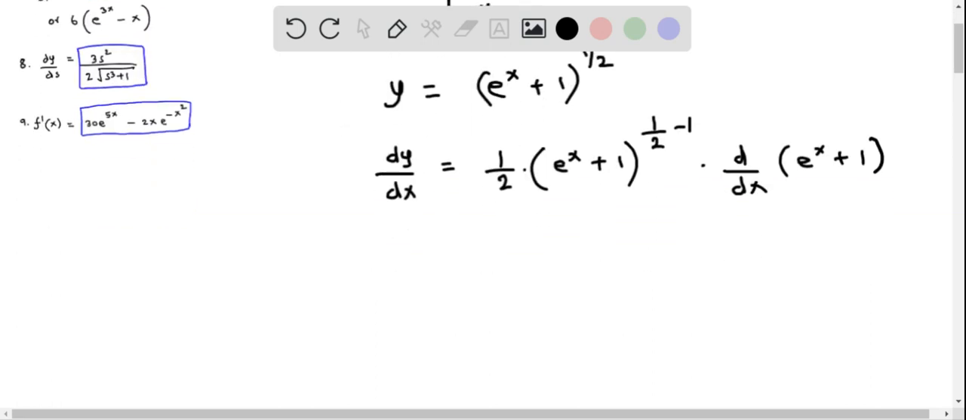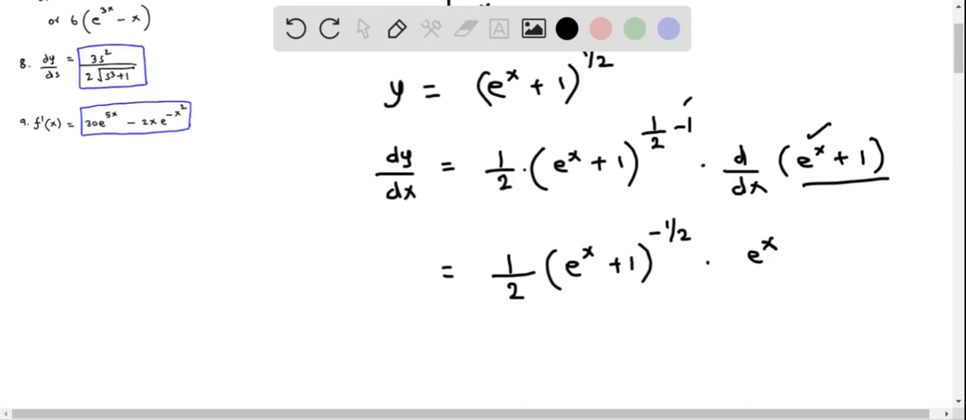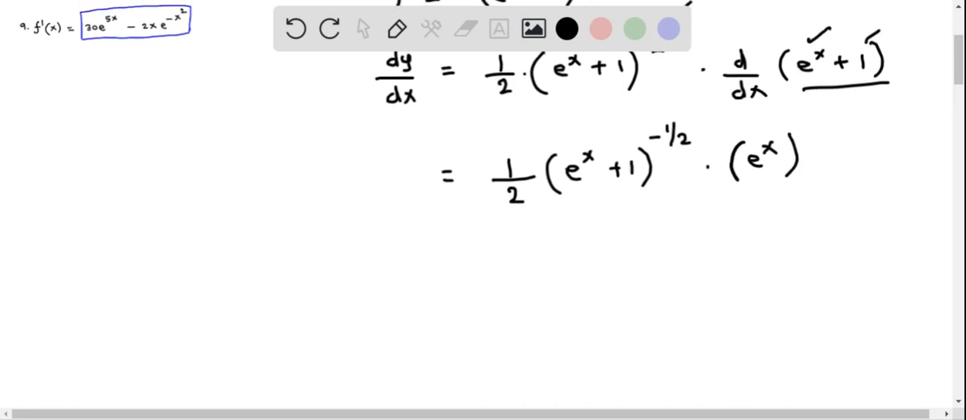So let's simplify this. And this equals 1/2 times (e^x + 1) raised to the power of 1/2 minus 1, which is negative 1/2, multiplied with the derivative of e^x + 1. The derivative of e^x is e^x, plus the derivative of 1 is 0, so we can just leave that. So let's put this in simple form.